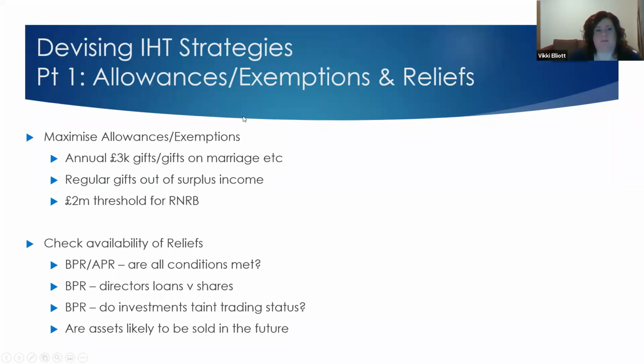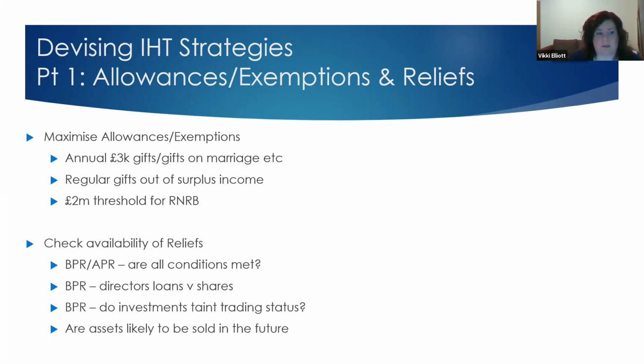So then once you know where you are and where you want to get to, you can start thinking about devising appropriate strategies for that particular client. There's various things. They won't all be suitable for every person, but generally it's a good idea to go through all of the different options just to see what may or may not be relevant.